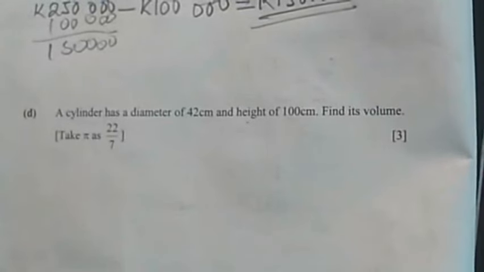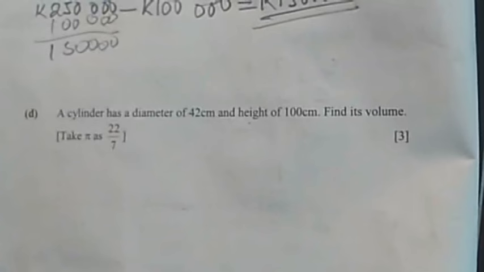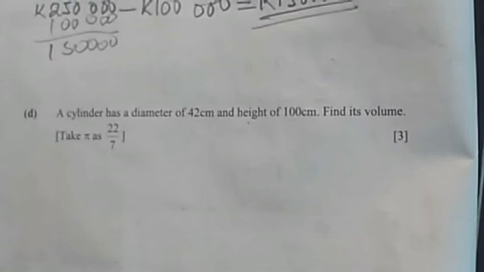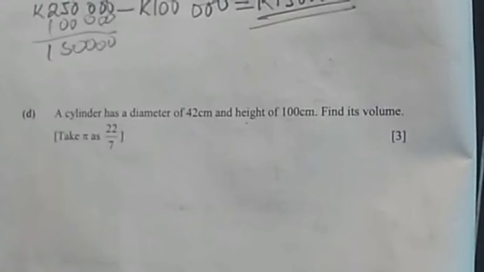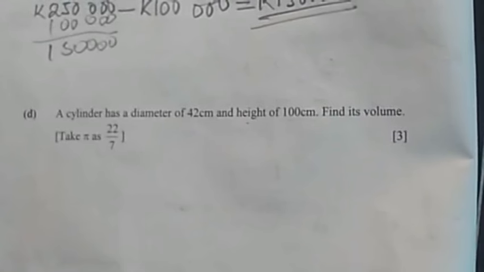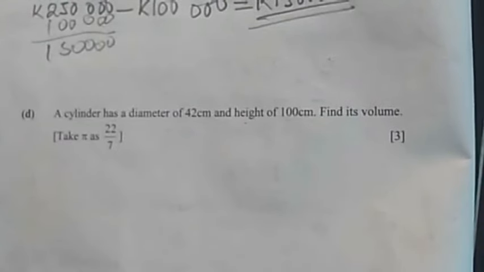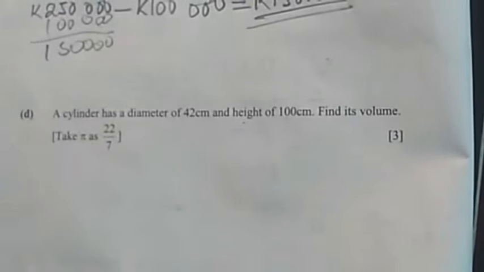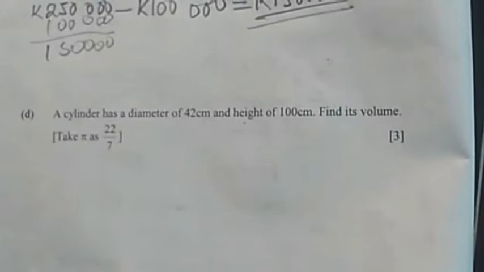Okay, question 5D was as follows. A cylinder has a diameter of 42 centimeters and height of 100 centimeters. Find its volume. So this is a cylinder. It has a diameter of 42 centimeters. First of all, we need to take note of another important part, which is to take pi as 22/7.